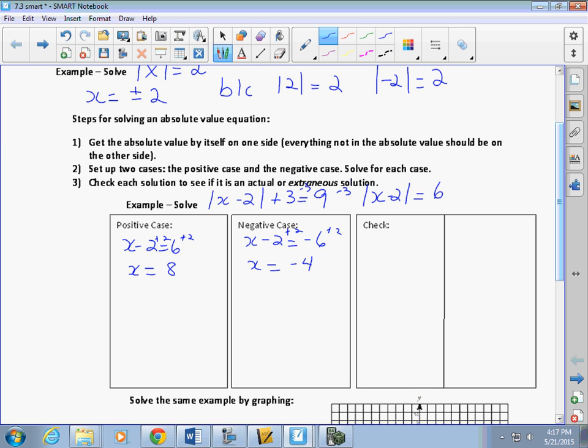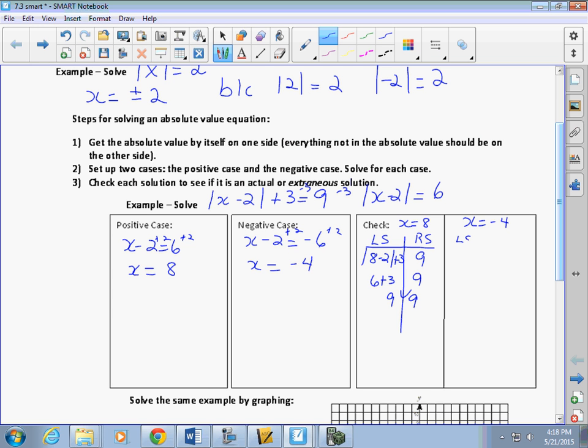So when I do my check, I have to check both of them. I check x is equal to 8. I do my left side, right side. My left side of the equation was the absolute value of 8 minus 2 plus 3 equals 9. So 8 minus 2 is 6. Absolute value of that is 6, plus 3, so 9 is equal to 9. So that one worked.